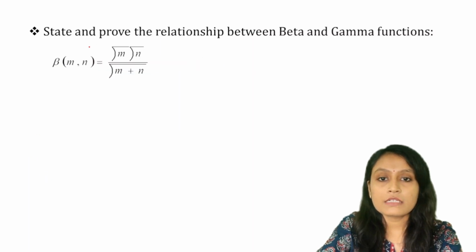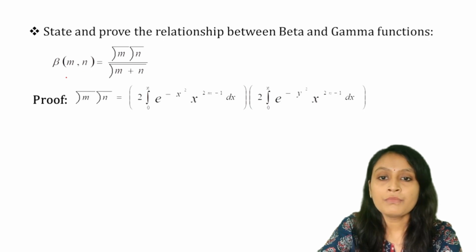Now let's discuss one more topic, that is, state and prove the relationship between beta and gamma function. It is beta of m comma n is equal to gamma m into gamma n upon gamma m plus n. So we will start with its proof.